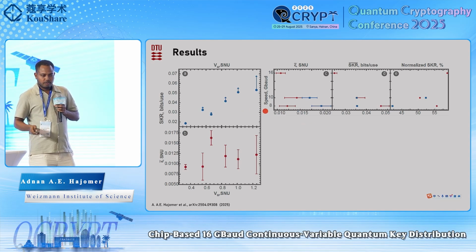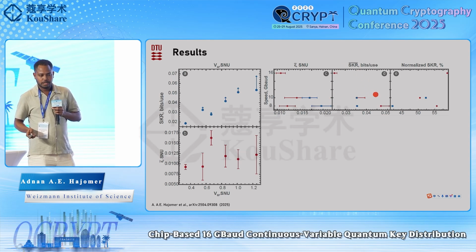In terms of key rate, we compute the average key rate in bits per channel use, or bits per symbol. And as we expected, for lower constellations we have a lower key rate, while for the higher constellation, even though we have higher noise, we have a better key rate.